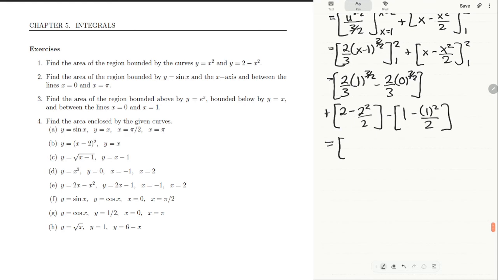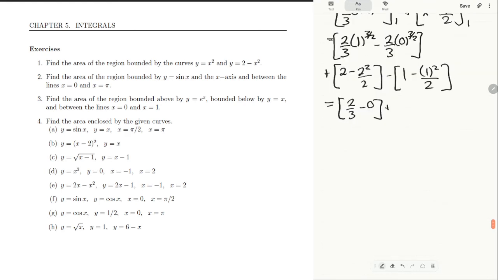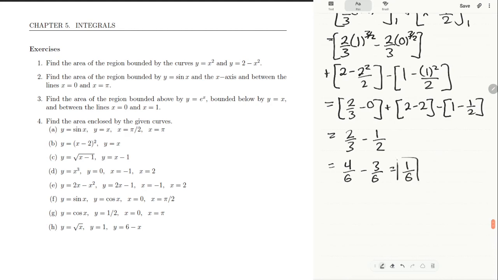And now simplifying, we get 2/3 minus 0 plus 2 minus 2 minus 1 minus 1/2. So this will simplify to 2/3 minus 1/2. And we'll make a common denominator of 6. So that's 4 over 6 minus 3 over 6, which is 1 over 6.